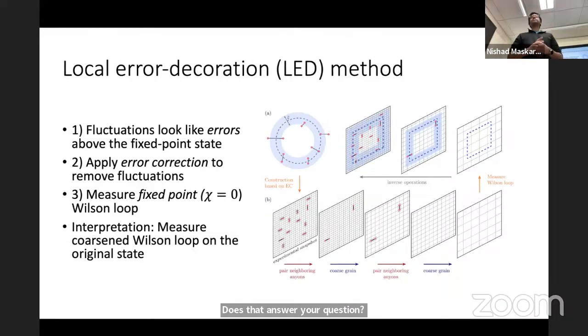Okay, cool, more questions? Is it possible to create bigger errors in this coarse graining procedure? Fantastic question. And I think the answer is no.